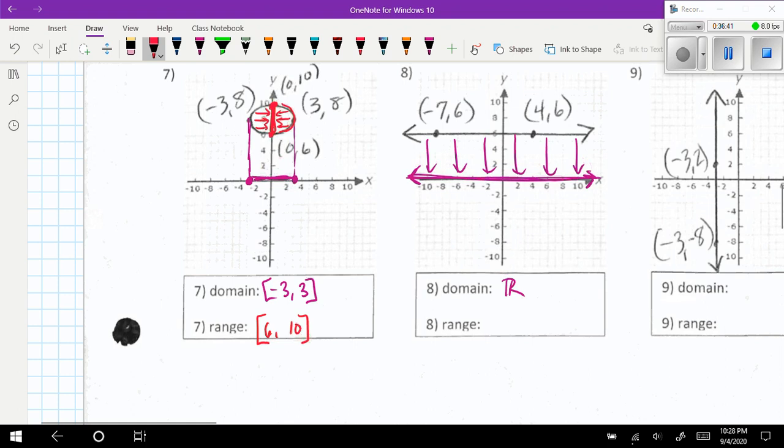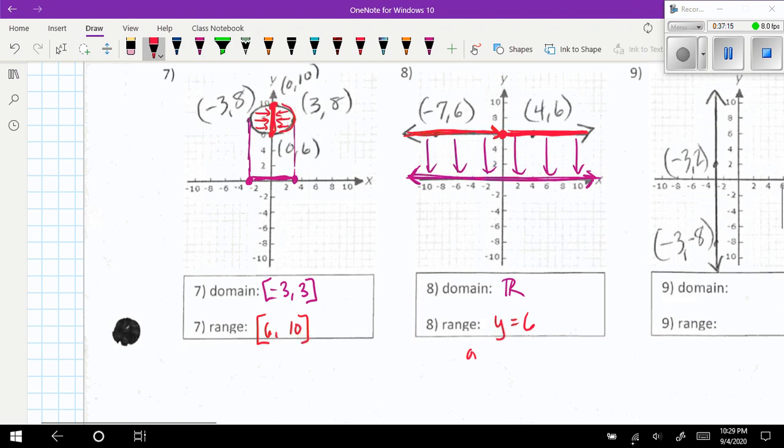Range, on the other hand, if I took all of these points here and I brought them over to the y-axis, they would just land right on top of themselves. Same thing with the points to the left. If I brought all of these points over to the y-axis, there's already a solid point on the y-axis, but they just land right on top of themselves. Just pile right up on top of one point. So my range in this case is simply y equals 6.